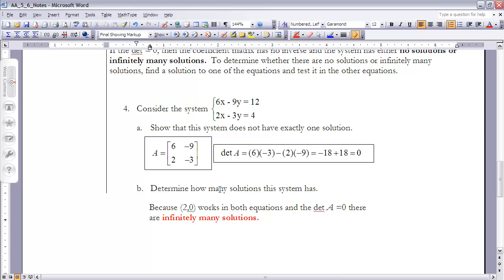And all you need is one point to work in both equations, and then you know there's infinitely many solutions. So it's all a matter of just checking one point. It either works in both of them or it doesn't work in both of them.